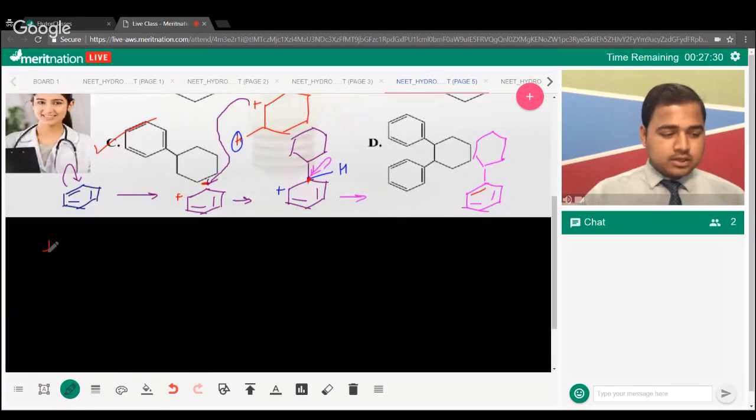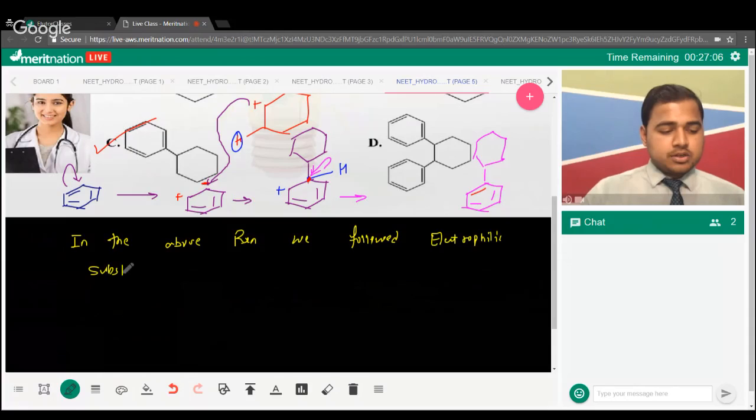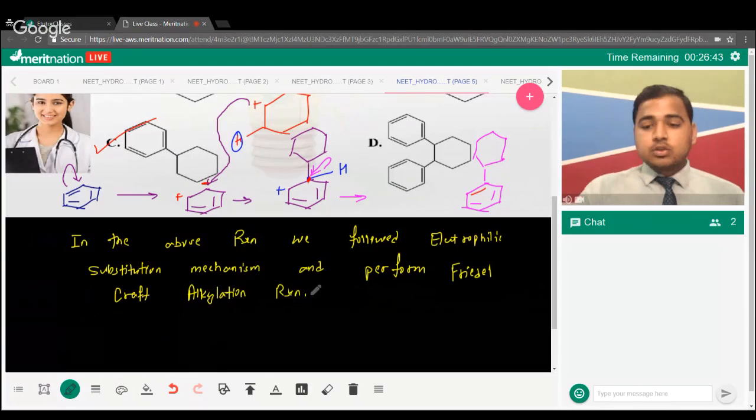So in the above reaction, we followed the electrophilic substitution mechanism and performed the Friedel-Crafts alkylation reaction. This one we have done. So let's go to the next one.